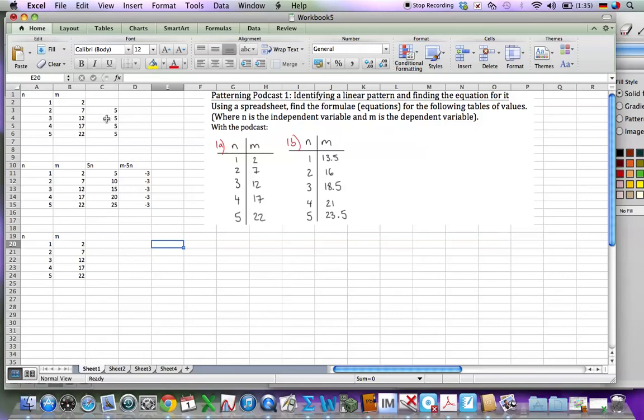Then we got the spreadsheet to find the differences. I should have labeled this first difference. You'll see why later. And it's 5, 5, 5 all the way through. So I know that the formula will involve 5n. And to find out what else is in the formula, I subtract 5n from our m variable. And that gives us minus 3.